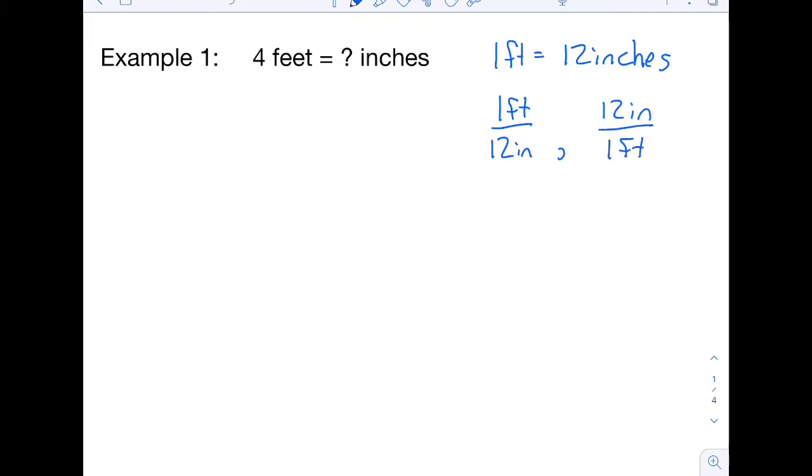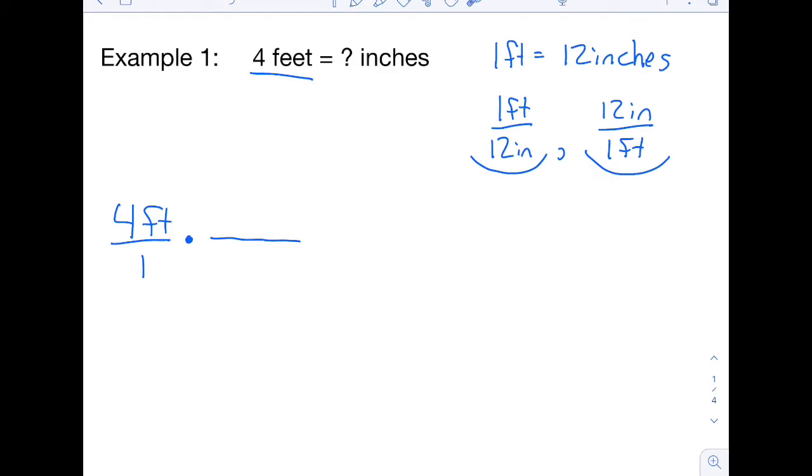So I'll start here with my given piece of information, 4 feet. Some people find it helpful to put that over 1 so it looks like a fraction. And then I'm going to multiply, but I don't want to change the value of 4 feet. I want my answer to be equivalent to 4 feet, so whatever I put in the numerator has to have the same value as the denominator, and I'm going to choose either 1 foot for every 12 inches or 12 inches for every 1 foot.